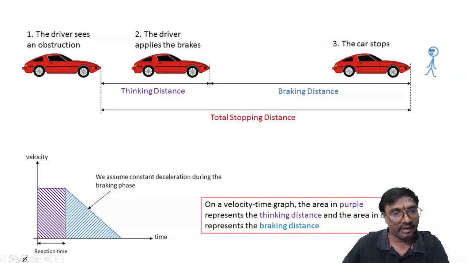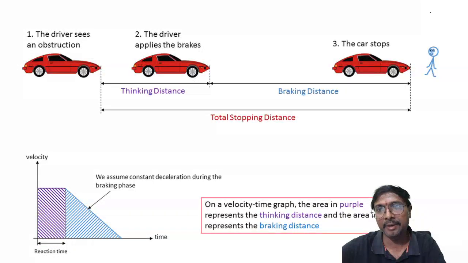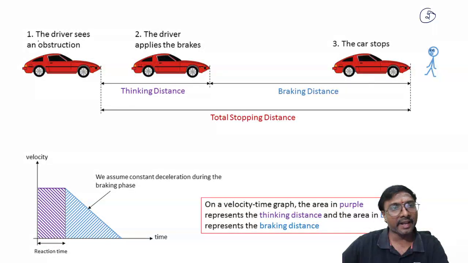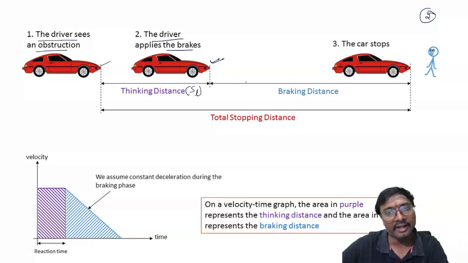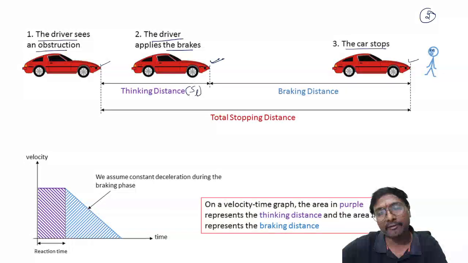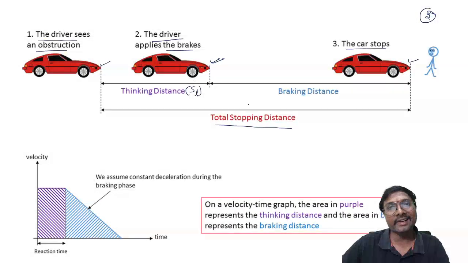Now, looking at it in more detail: the driver sees that there is an obstruction, a stationary object. Then the driver will be thinking, and that distance is your thinking distance or lag distance. Then the driver applies the brakes at the second point, and this is your car stopping point finally, so that the accident is avoided. This is your total stopping distance: the total distance utilized for stopping, over which visibility is required. That is your SSD.